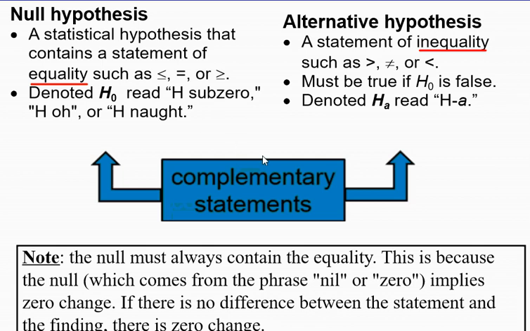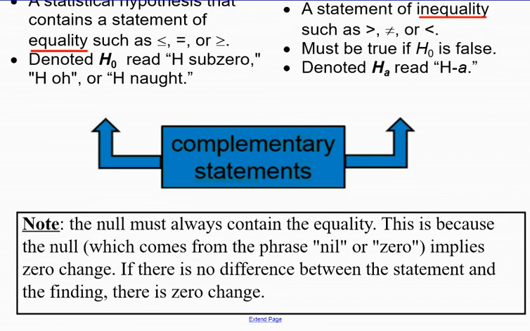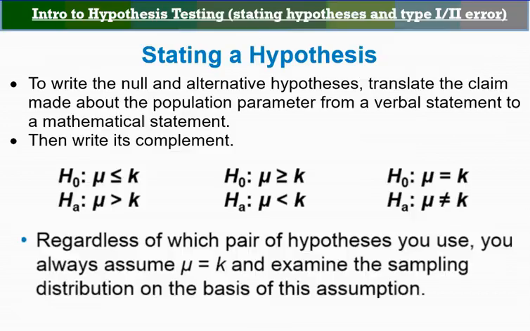These are complementary events. They cannot both be true. If one is false, the other has to be true. Note, the null must always contain the equality. This is because the null, which comes from the phrase nil or zero, implies zero change. If there is no difference between the statement and the finding, then there is zero change. We have no reason to believe that they were lying because there's zero difference or not enough of a difference.